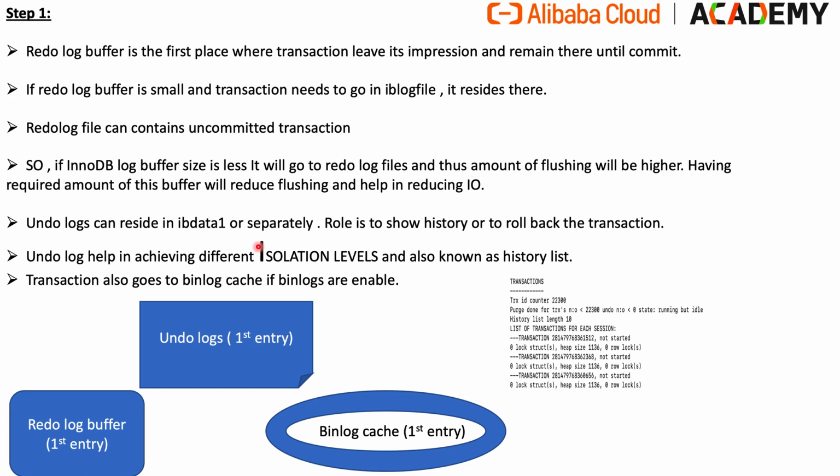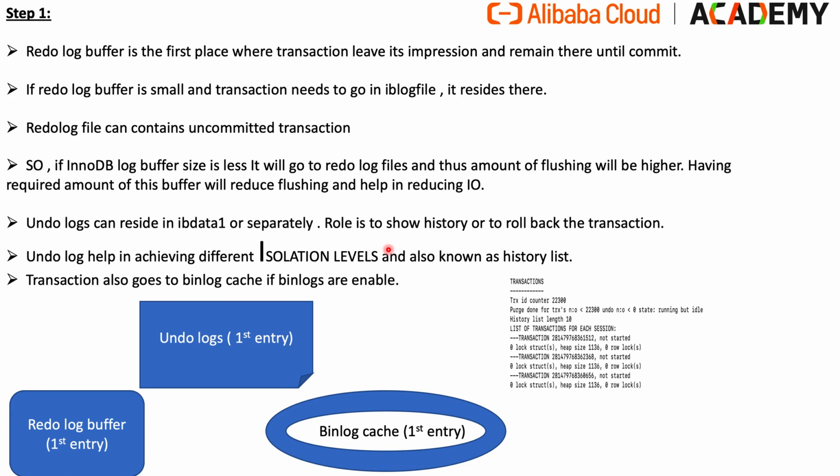And then also your query goes in the undo logs. Undo logs can reside in the IB data one or in the InnoDB buffer pool. It depends on your configuration. So the role of undo log is to show history of your old data or to roll back the transactions. So undo logs are also involved in the execution of a transaction as it is started.